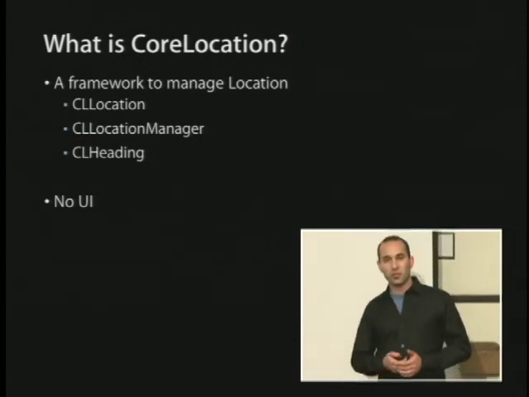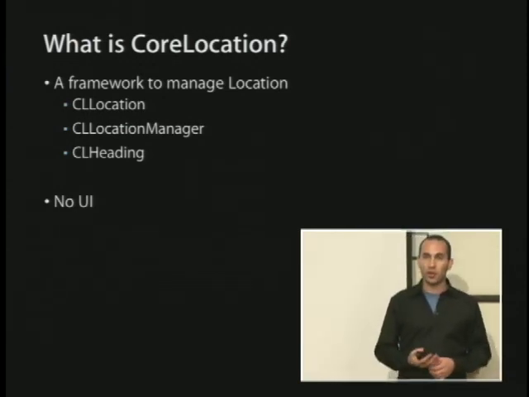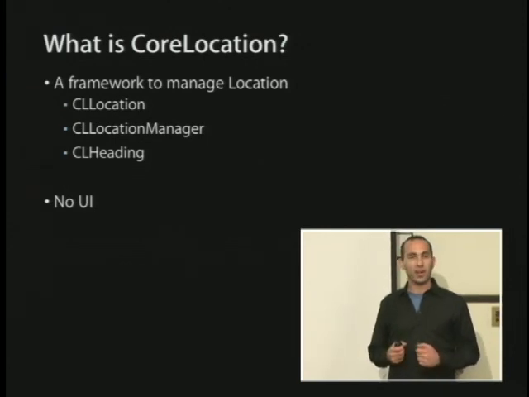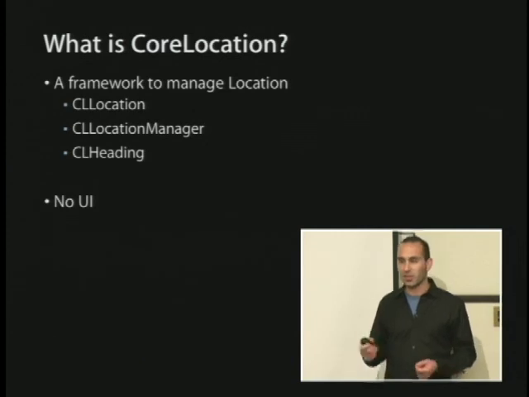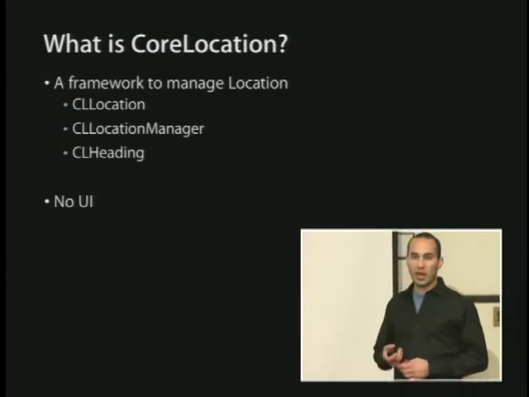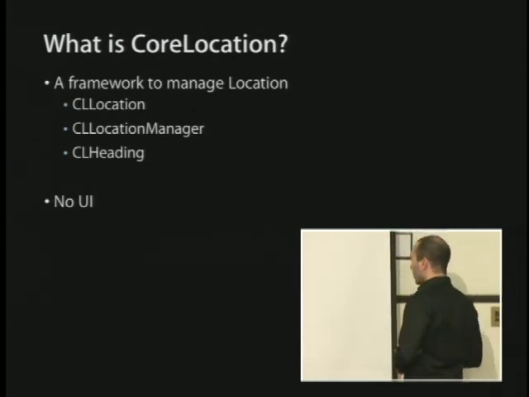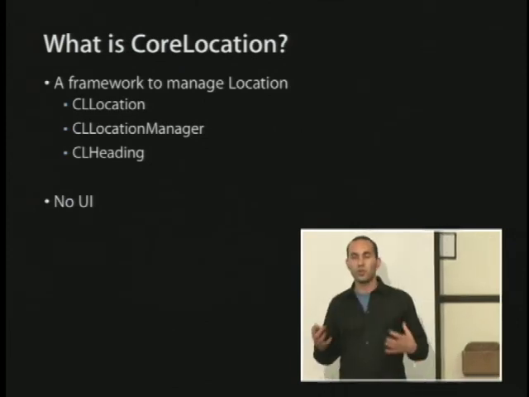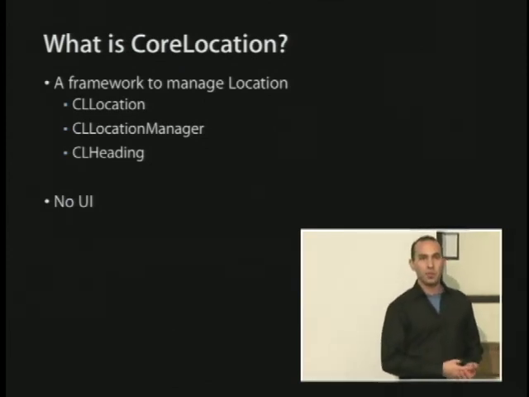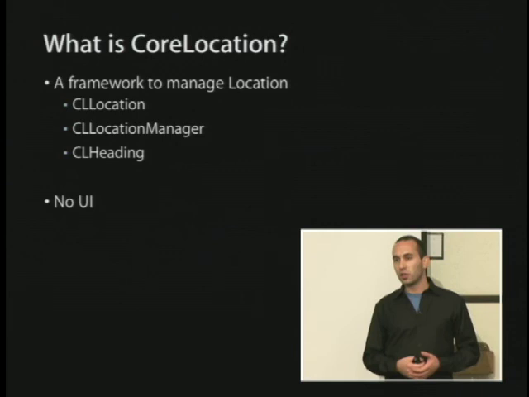CLHeading's another interesting one. Probably won't use it as much. It's useful if you're doing navigation, or there are a few apps on the store that will tell you what speed and direction you're going in. It's like a little odometer, speedometer kind of thing. So you could do that with CLHeading. But one thing with CoreLocation is there's no UI in here. This is a data class. CLLocation is a data class for location. CLLocationManager is a way to get the current location.